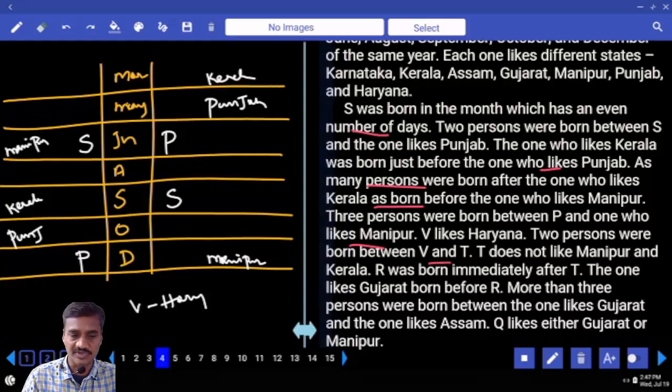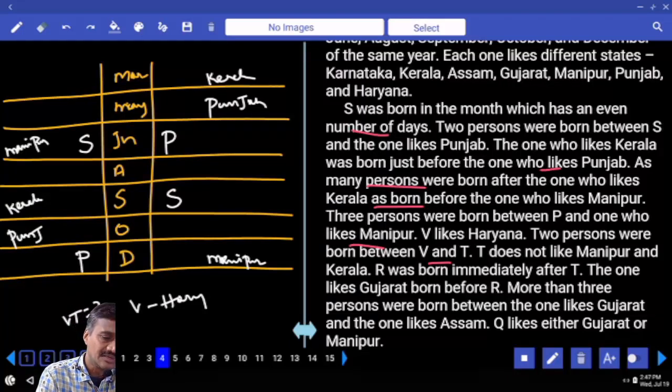And 2 persons were born between V and T. Now in between V and T, how many people are there? 2 people. And T does not like Manipur and Kerala. Now T, Manipur and Kerala is ruled out. T cannot be here, and T cannot be here in these 2 places, because there must be 2 people between T and V. Are you getting this one or not? And so T cannot be in these 2 places.